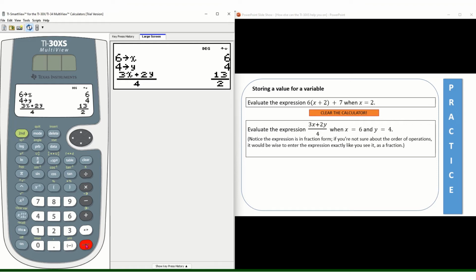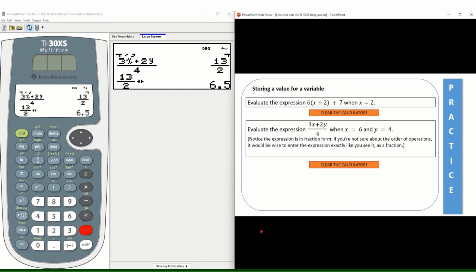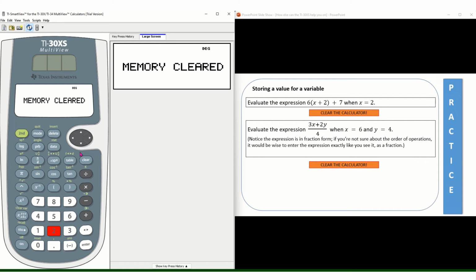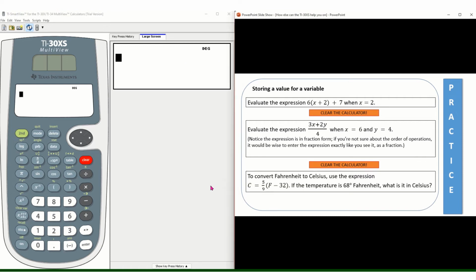If you need to see it in decimal form, use your toggle key, which is above the enter key, to see it in decimal form. 13 over 2 is 6.5. This toggle key is on your reference sheet as well, but once again, you want to know where these keys are before you go in to take this exam. So let's go ahead and clear the calculator before we get to our third example. To convert Fahrenheit to Celsius, use the expression C equals 5 over 9 times (F minus 32).